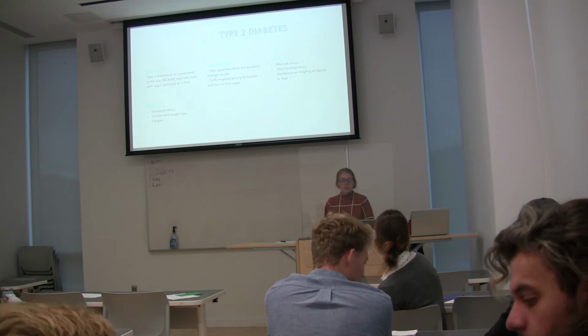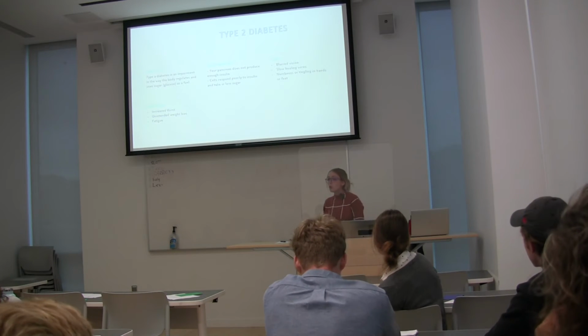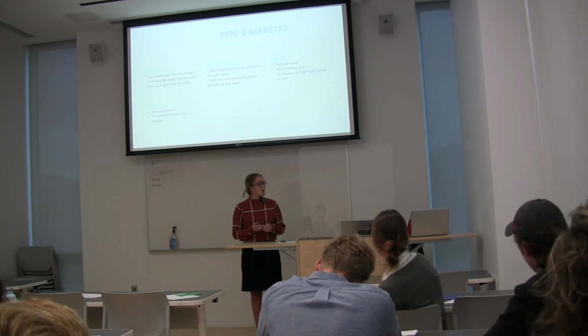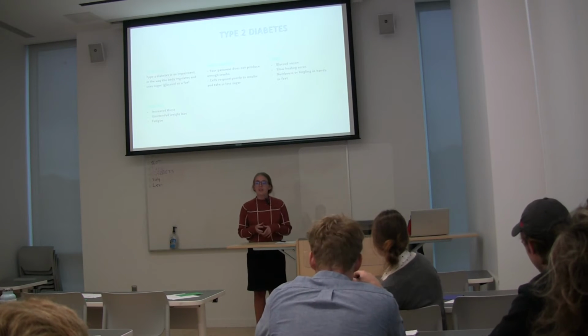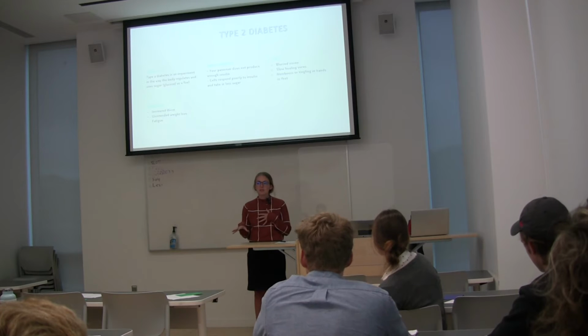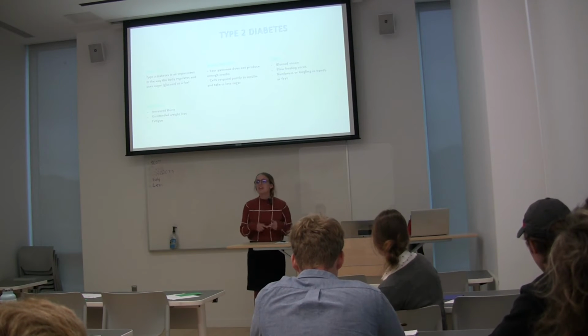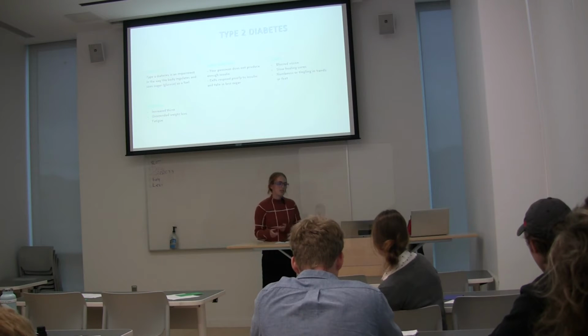So right now we're going to talk about type 2 diabetes. This is the most common type of diabetes in the world right now. This is our adult onset. So what does adult onset mean? You weren't born with it. It wasn't discovered as a child, most likely.